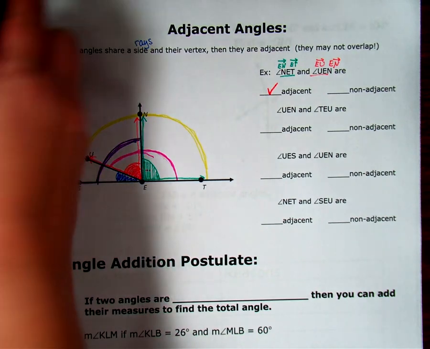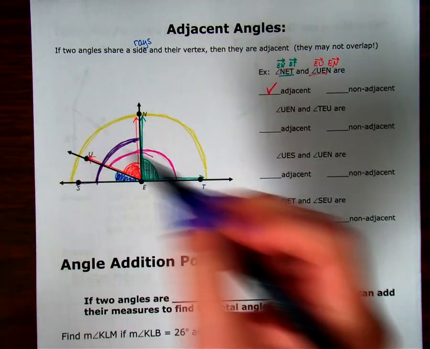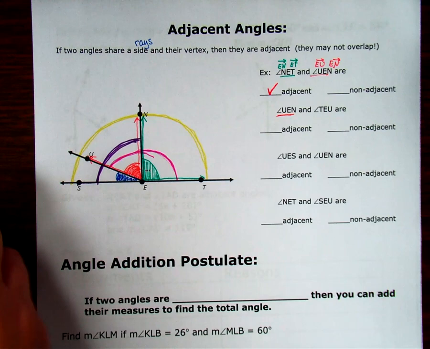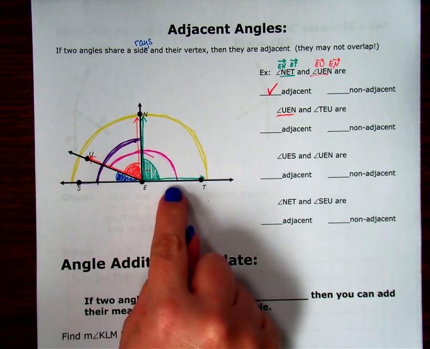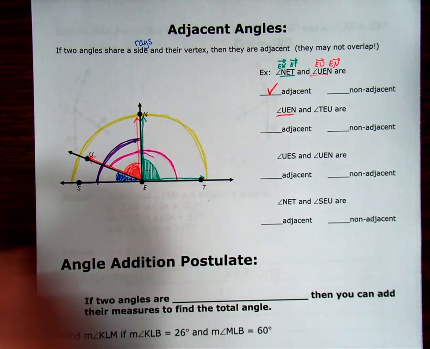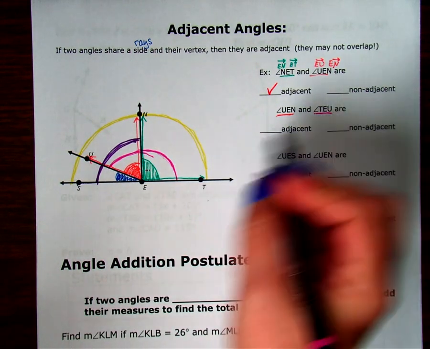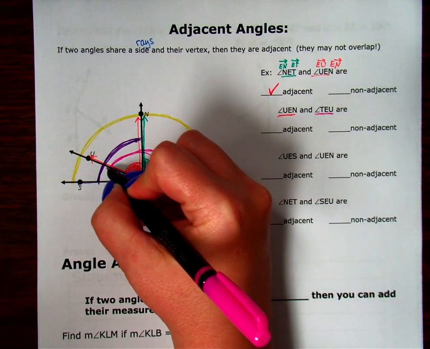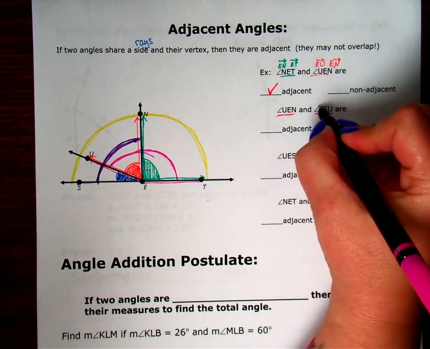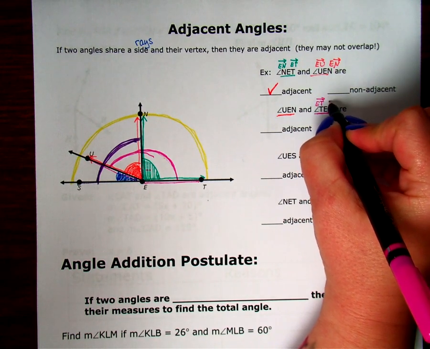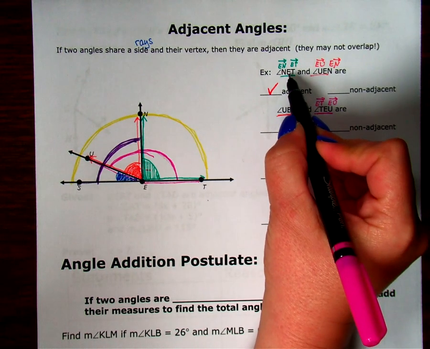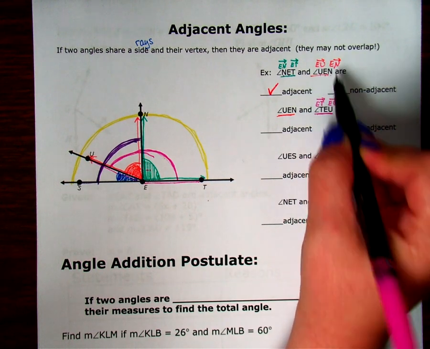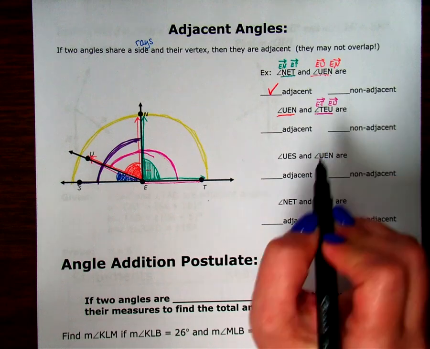Okay, so then when I look at the next one, UEN, that's that orange one we just looked at. So I know its sides are already EU and EN. TEU is the one that I marked with the pink, and it has rays ET and EU. ET and EU are its sides. Okay, and you can actually tell by looking: EN and ET are this one's rays, EU and EN are this one's rays, and ET and EU are this one's sides.